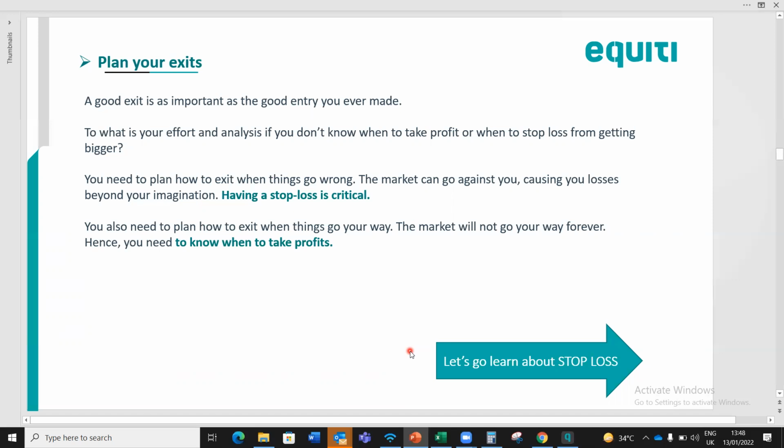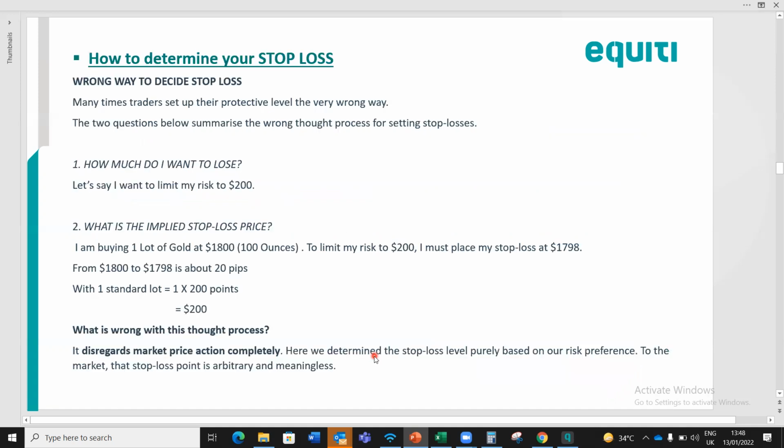Now, let's go learn about stop loss. I've been talking about risk management. I've been talking about stop loss. Let's go learn about the stop loss. How can we identify a good stop loss? How to determine your stop loss.